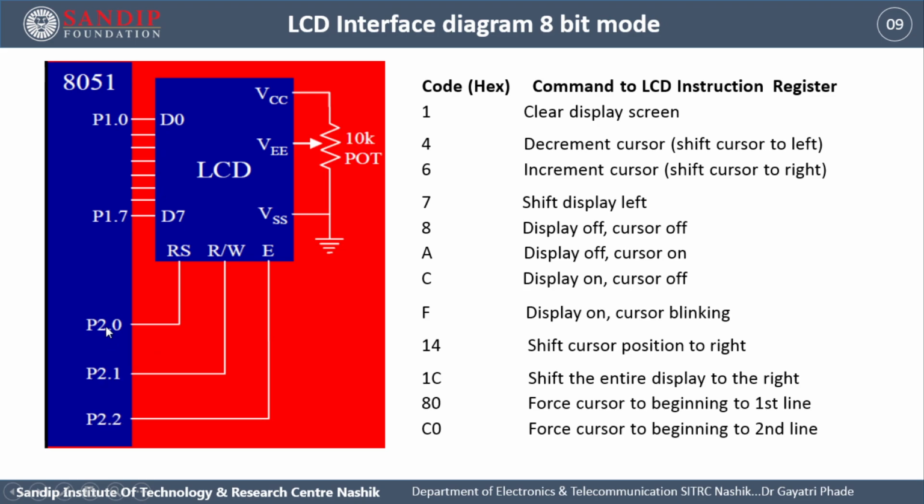With P2.0 we will be telling the LCD whether we are sending data or a command. With P2.1 we are telling the LCD that we are writing the data or command. With P2.2 we are latching the data or command we have sent to the LCD. In this way we will be configuring the LCD, and these are the hardware connections. Coming to VCC, VEE and VSS, as we have discussed initially, they are used to control the contrast and the backlight of the LCD.